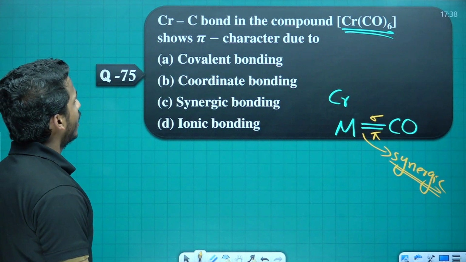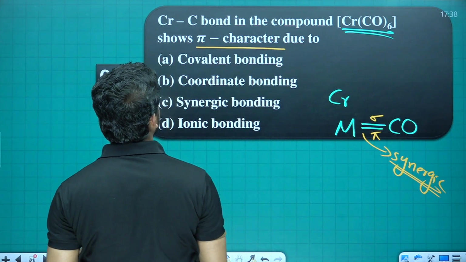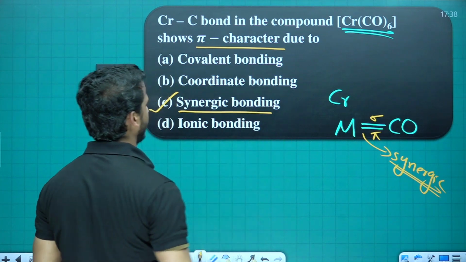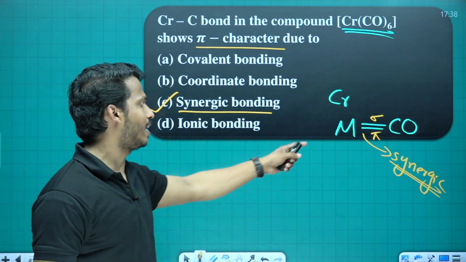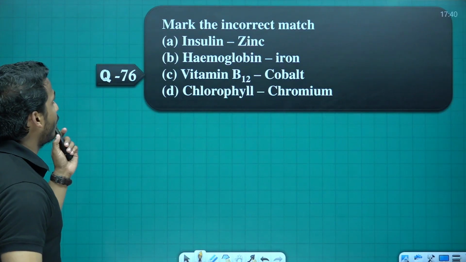So what is the question? The M-C bond in the compound shows pi character. That is because of what? Synergic bonding. That is because of synergic bonding. The extra pi bond is called what? Synergic bond. Question number 76.